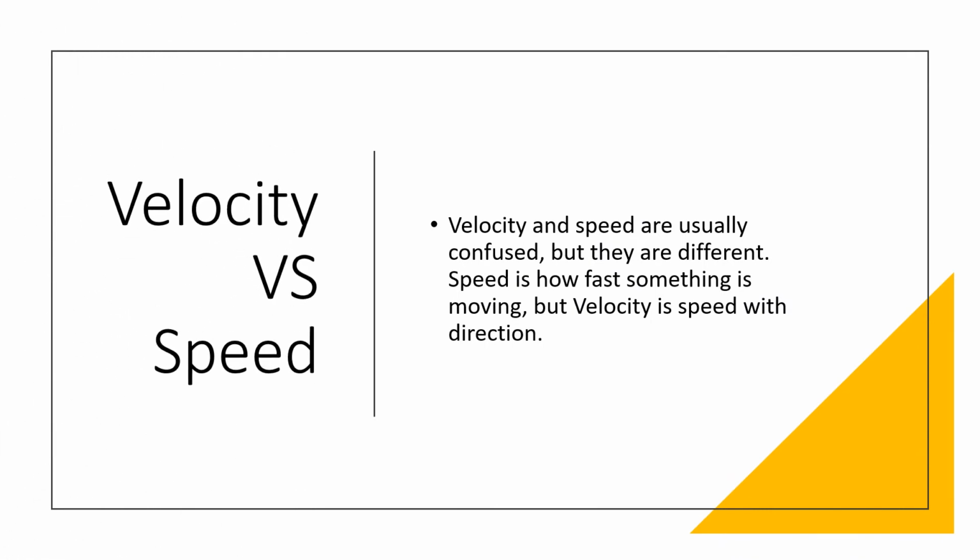Speed versus velocity. Velocity and speed are usually confused, but they're very different. Speed is how fast something is moving, but velocity is speed with direction. So let's take an example. Let's say a hurricane is moving 75 miles per hour. We only know the speed of the hurricane. We don't know which way it's going. But let's say we get information that the hurricane is moving 75 miles per hour toward your house. Then you know you're in trouble and that you have to evacuate. So this is kind of the difference between speed and velocity.